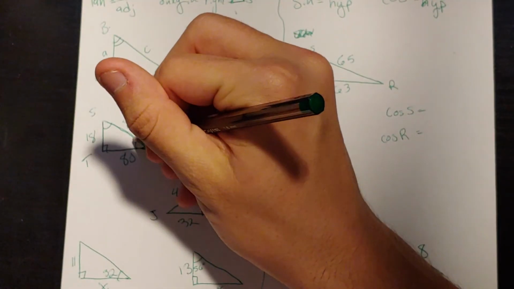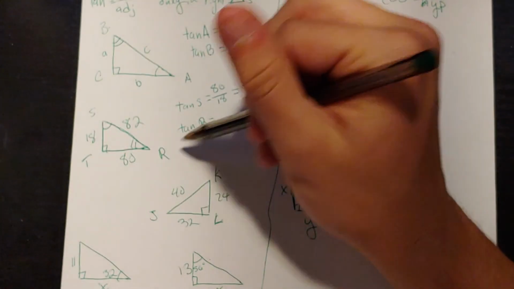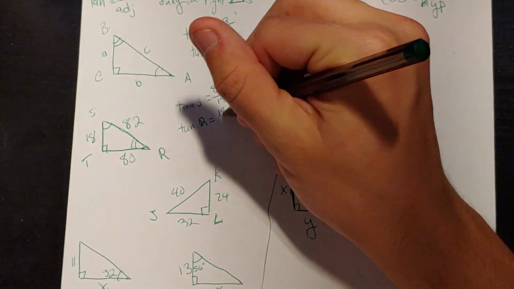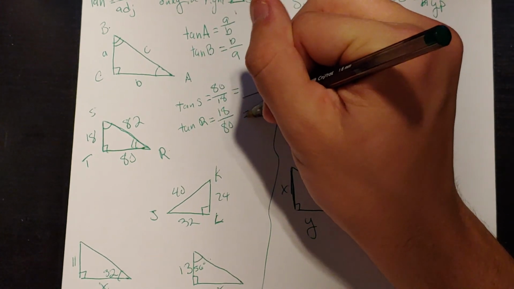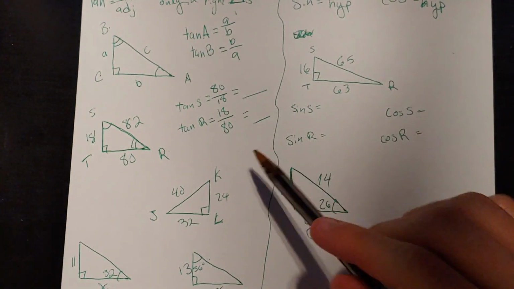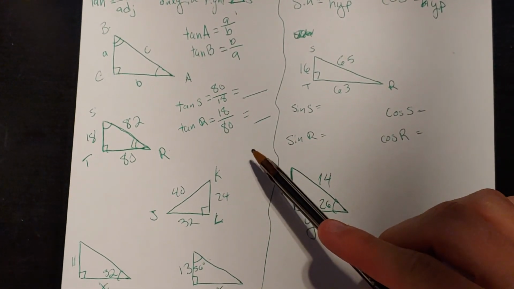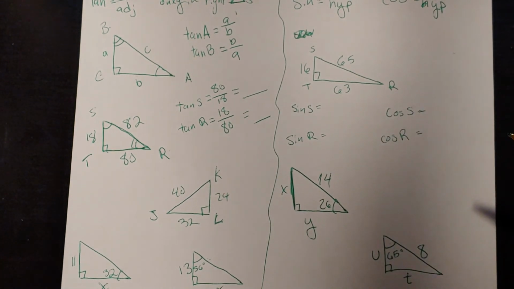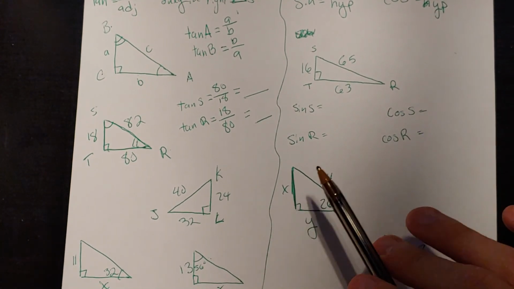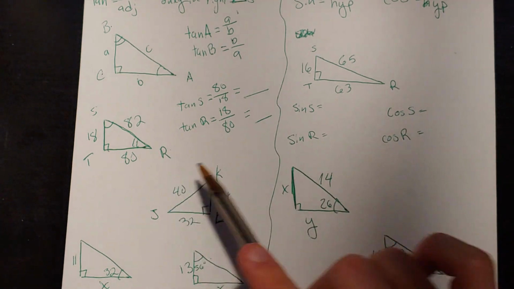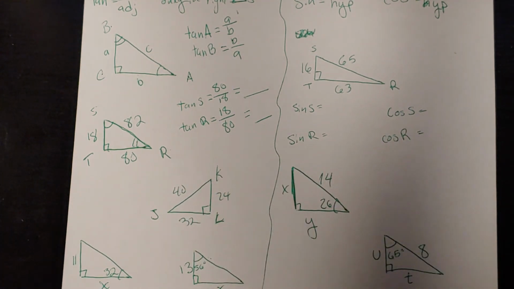So R, opposite of R is 18, and then adjacent to R is 80. And again, if you want, you can punch that into your calculator and solve for it. And I think I'll let you guys do that if you need it. But that's all you need to do for tangent, to figure out what the tangent of an angle is.